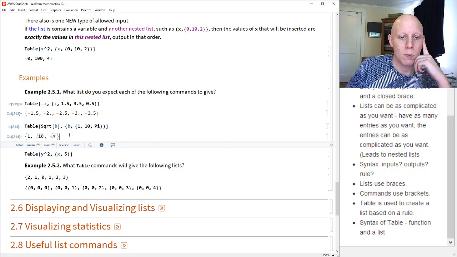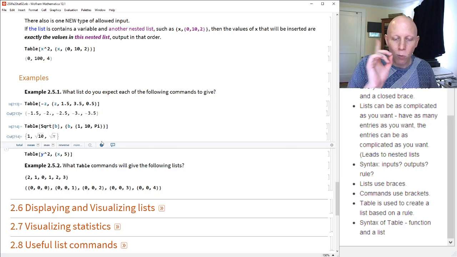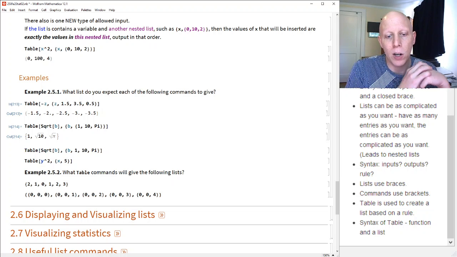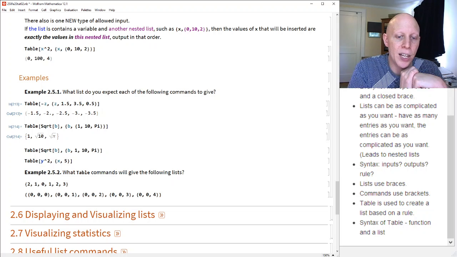That's our list. What's important is to realize that that's going to be different from table square root of b, comma 1, comma 10, comma pi. So this is something maybe you should try in your own notebook. First think about how it's going to be different, and then evaluate it and see what happens.